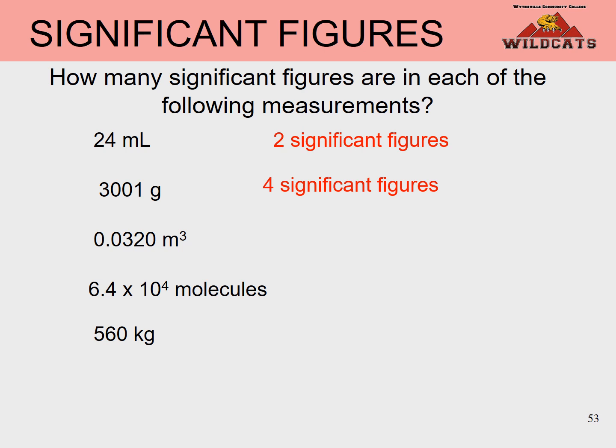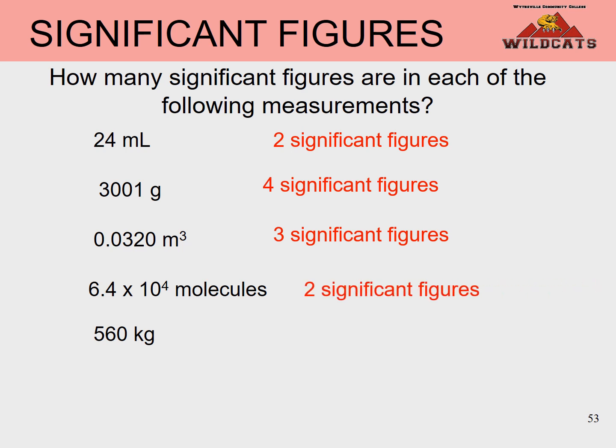Now we're going to start mixing and matching the rules. If you'll notice in our meters cubed, we have 2 zeros at the beginning, so we don't count those. The 0 at the end counts because there is a decimal point. It does not matter where the decimal point is. If there's a decimal point, then we count the zeros that are at the end of the number. So this has 3 significant figures. The nice thing about scientific notation is, if it's done correctly, all the digits before the multiplication sign are considered significant. If you notice, there's no 0, so we wouldn't have to worry about that anyway.